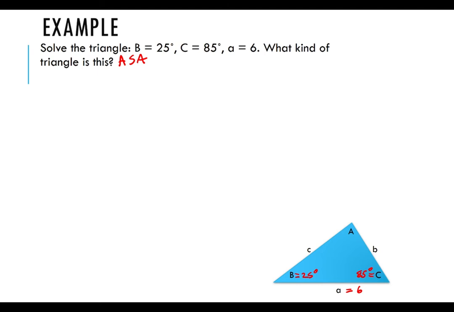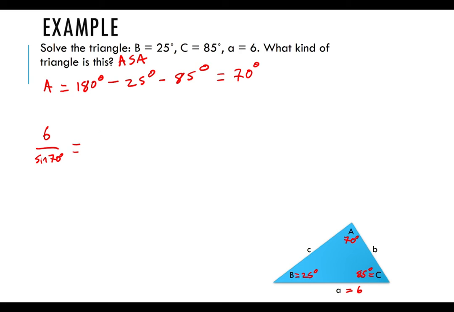Recognize that I can get angle A just by knowing that all the angles in a triangle added together equal 180 degrees, so A is going to be equal to 180 degrees minus 25 degrees minus 85 degrees. Then we get that angle A is 70 degrees. At this point, I have angle A being 70 degrees and side A being 6, which means I need to set up my equation, 6 divided by sine of angle A, which is sine of 70 degrees.